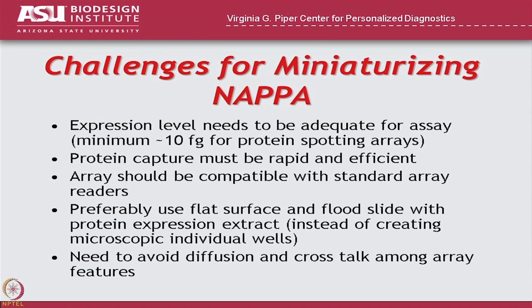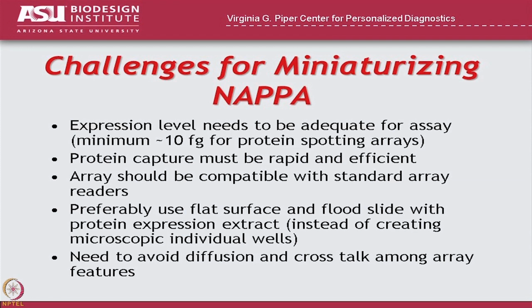So we need to now take it from this format, which is on 96-well dishes, and we had to get it onto a microscopic chip. We had to be able to print it on slides so that we could do thousands at a time. So we had to be able to deal with very low amounts of protein. We need to make at least 10 femtograms of protein. We had to get capture that was rapid. We had to find arrays that were compatible with standard array readers. At the time, we really wanted to work on a single slide format where we could add the extract to the whole slide.